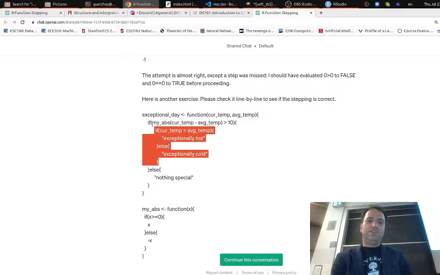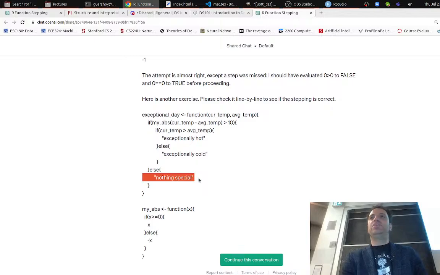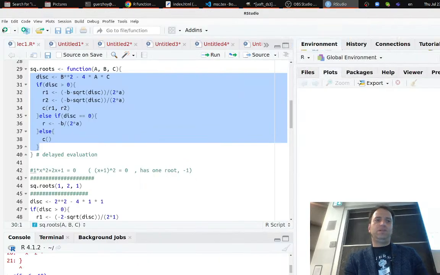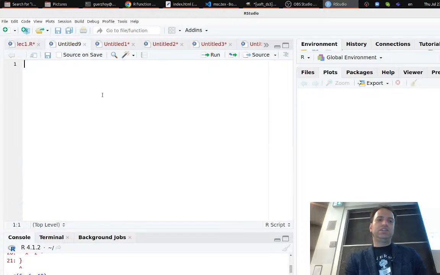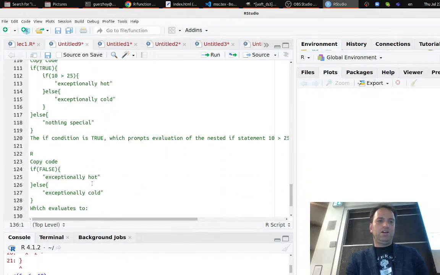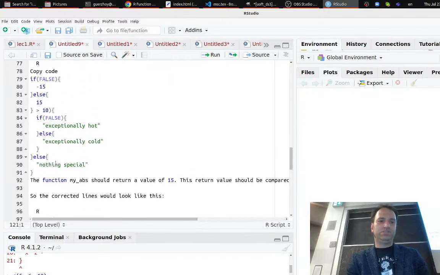And then if this is not the case, so if the absolute difference between the current temperature and the average temperature is smaller or equal to 10, then I want the value to be nothing special. So I want to point out that this might also feel a little bit unfamiliar, because here I'm putting in a number, but the value is actually a character, right?